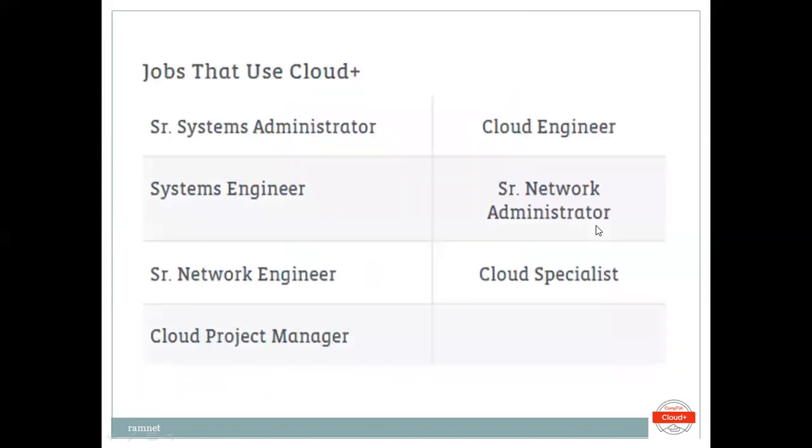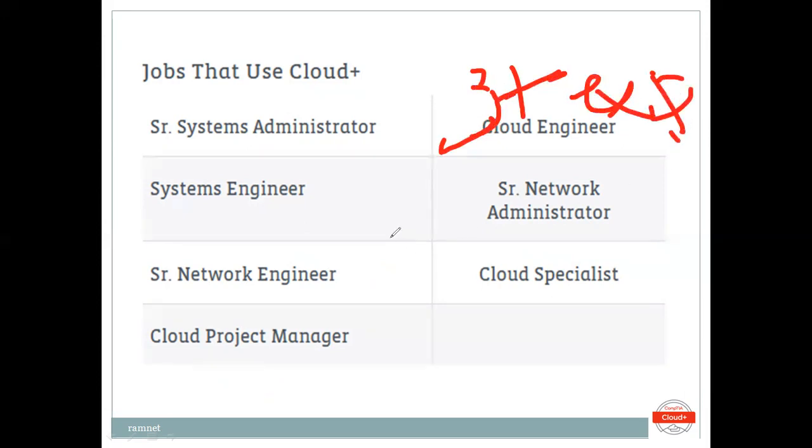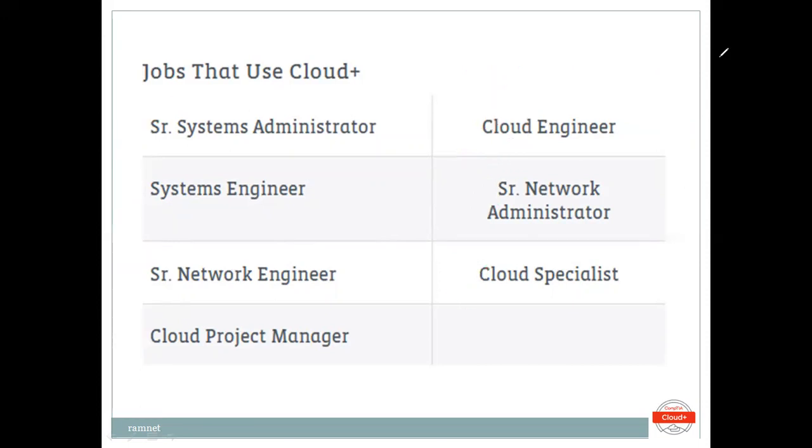Next, what are the jobs that use the Cloud Plus? Once you finish your Cloud Plus, what sort of profiles will you be getting? Senior system administrator, that has been told already. You should have at least 3+ years of experience to come to the Cloud Plus. Once you have this, you can apply for senior system admin, system engineer, senior network engineer, cloud project manager, cloud engineer, senior system and network administrator, and cloud specialist. These are all the job titles and profiles you will get when you complete your Cloud Plus and apply.